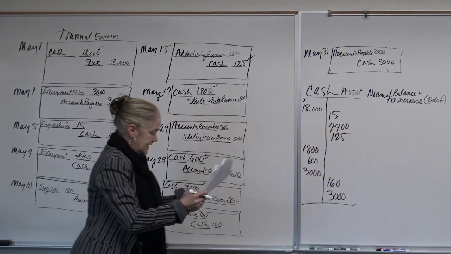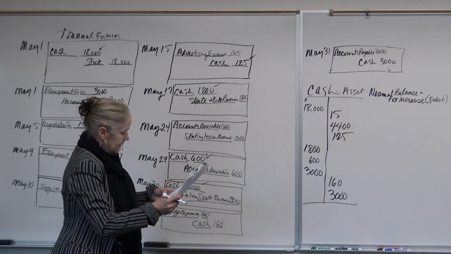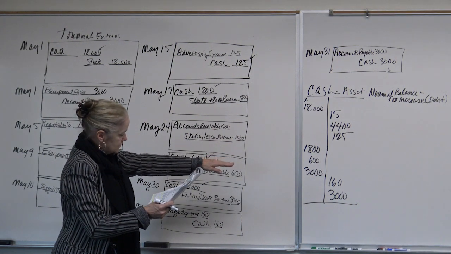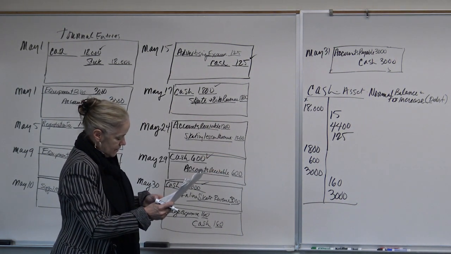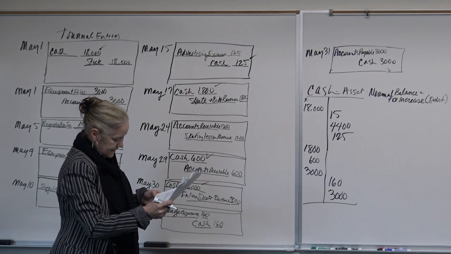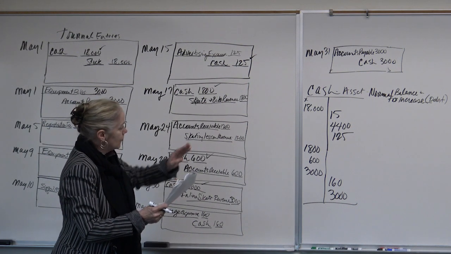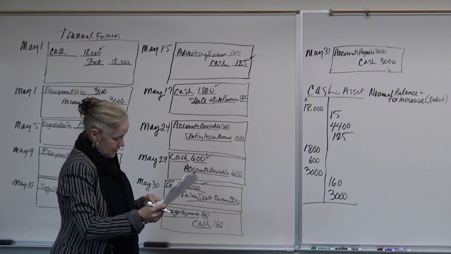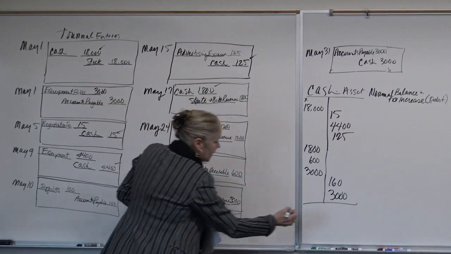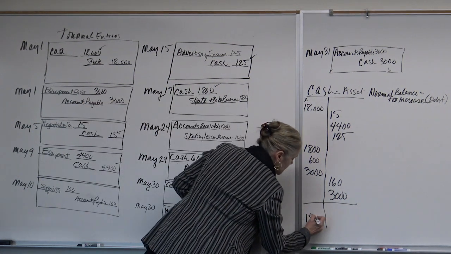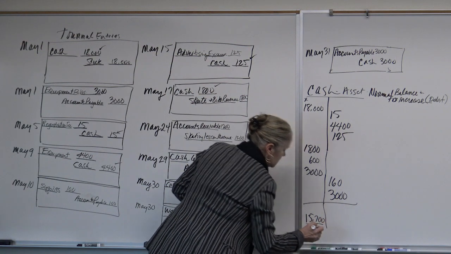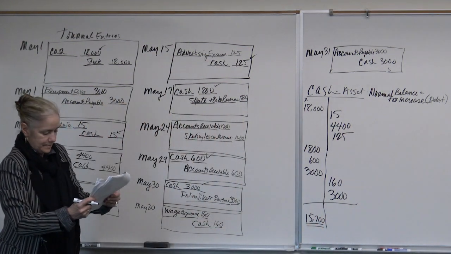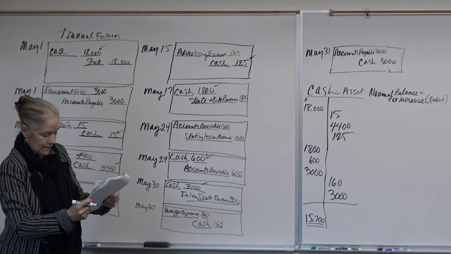Okay, so let's take a look and make sure that I did this correctly. $18,000, $1,800, $600, $3,000 is on the debit side. If I add these together, we're at $3,400. Let's see, $15,700 would be our net. And on the credit side, we have $15, $4,400, $125, $160, and $3,000. We have $15,700 is our net for our cash after we net out these numbers. Okay? And let's see, that's gonna be our balance sheet.